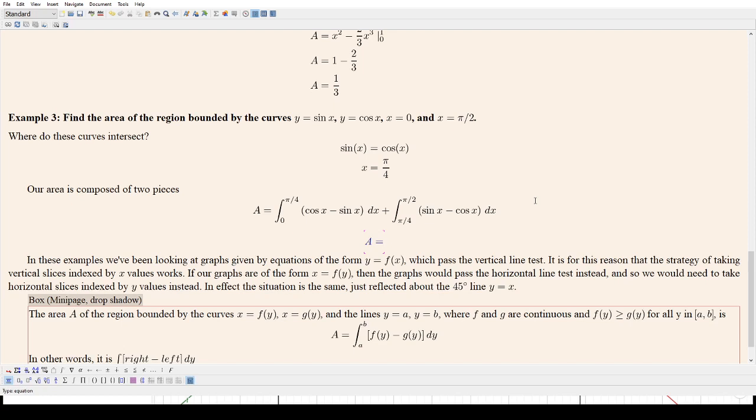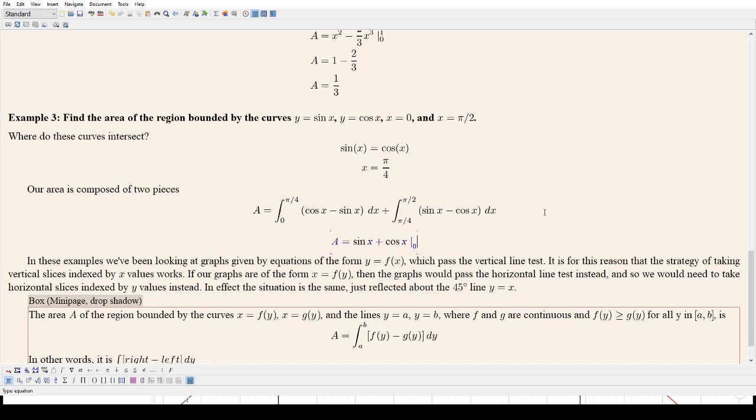Okay, so just refer to the table of antiderivatives from the previous section if you need to, but you really should memorize the antiderivatives of the basic trig functions. In this case, antiderivative of cosine is sine. Antiderivative of sine is minus cosine, so minus minus becomes plus. And then that has to be evaluated between 0 and pi over 4.